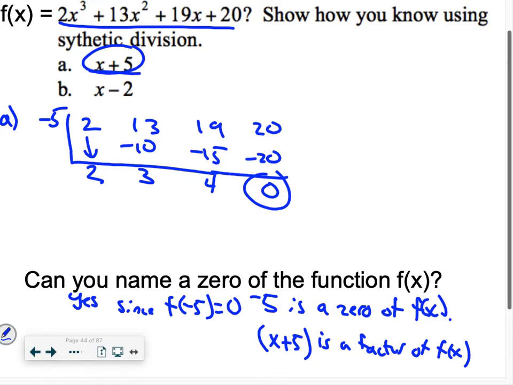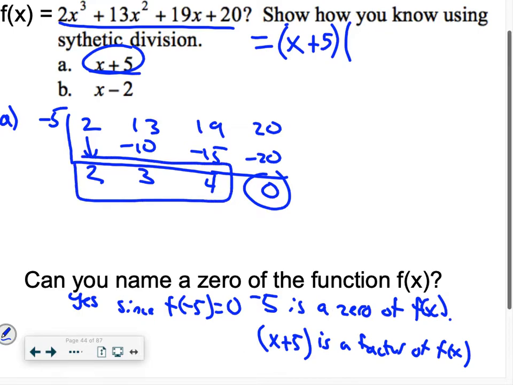So basically what that means is you could factor this to x plus 5, and then the other factor is right here, what's left. The 4 is going to be your 0 degree term. The 3 is going to be your degree 1 term. And the 2 is going to be your degree 2 term.